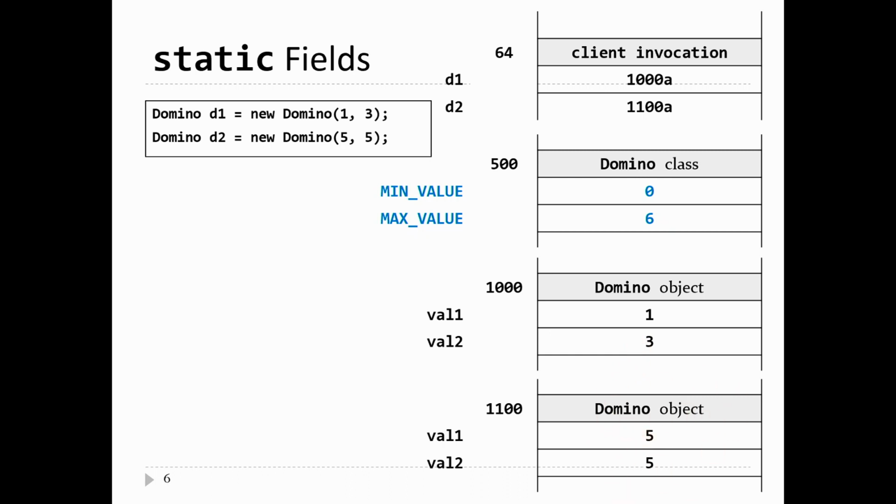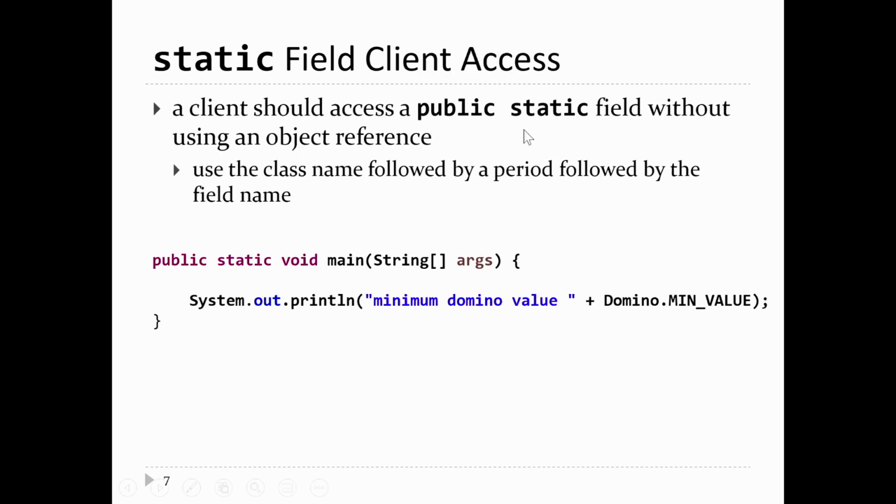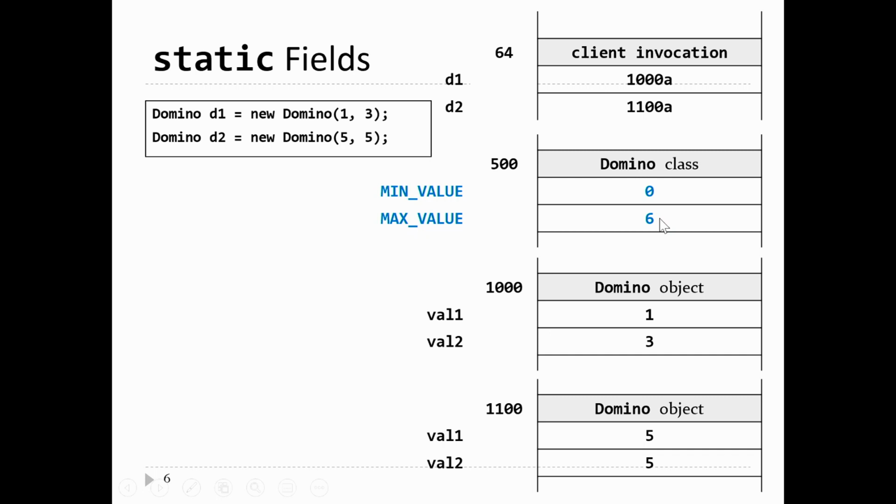Val1 and val2 are non-static, so both domino objects have their own copies of val1 and val2. MIN_VALUE and MAX_VALUE are static, so there's only one copy of these two fields in memory, and they live inside the Domino class. So this domino here does not have a copy of MIN_VALUE and MAX_VALUE, and that domino here does not either. That's what a static field is: a field that belongs to the class.